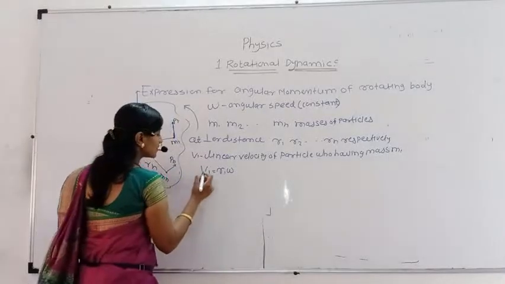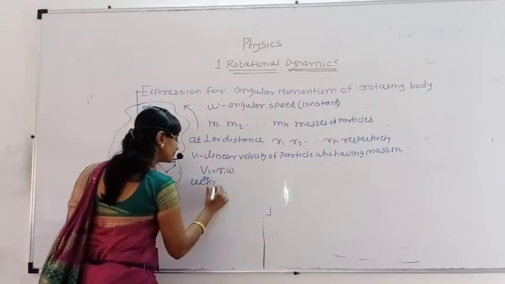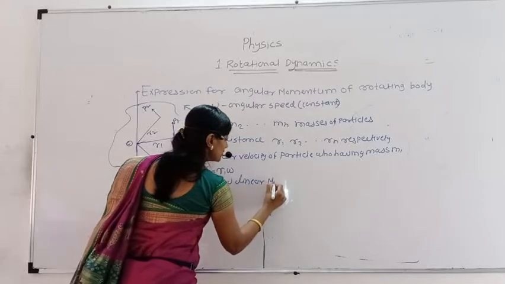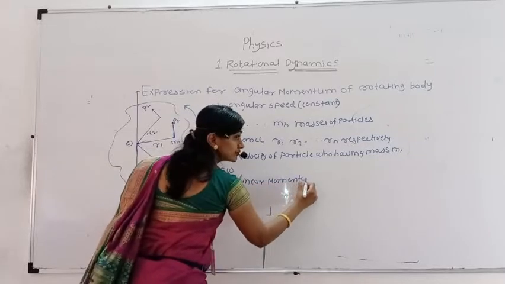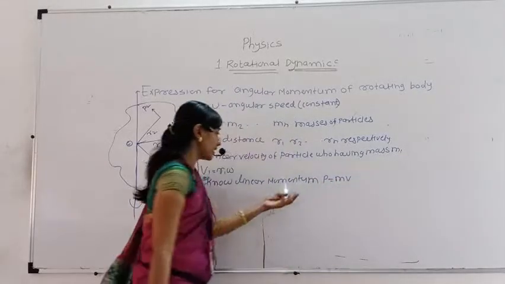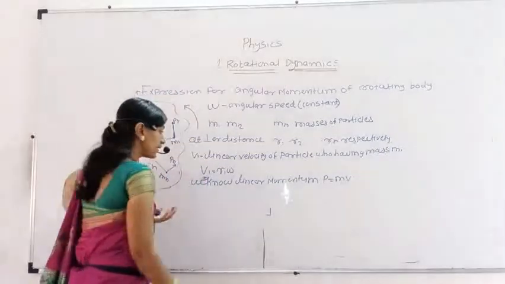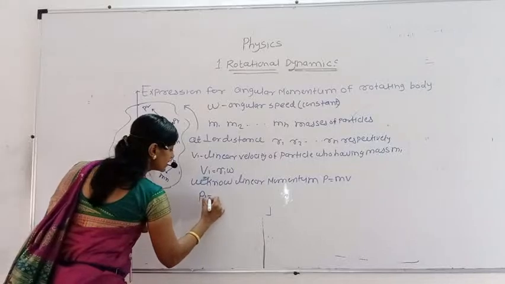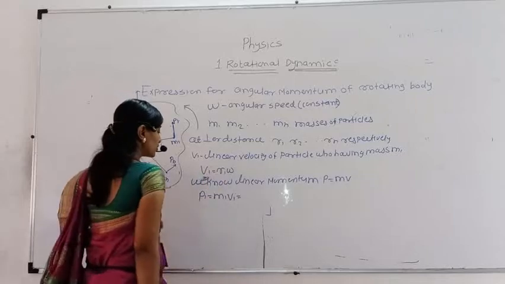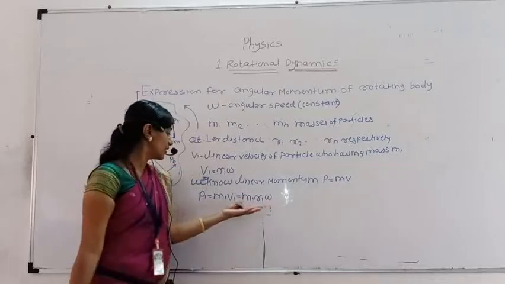We know the magnitude formula. The magnitude of linear momentum P is equal to m into v. If we apply this formula for the first particle, we get p1 is equal to m1 v1. If we put the value of v1, we get m1 r1 omega.